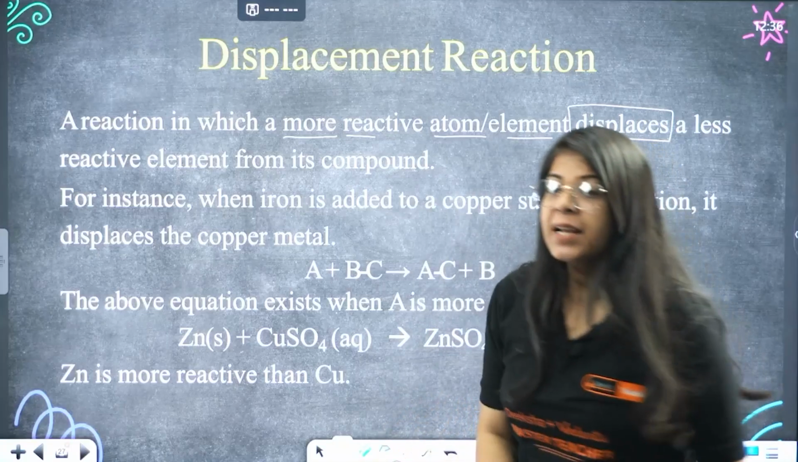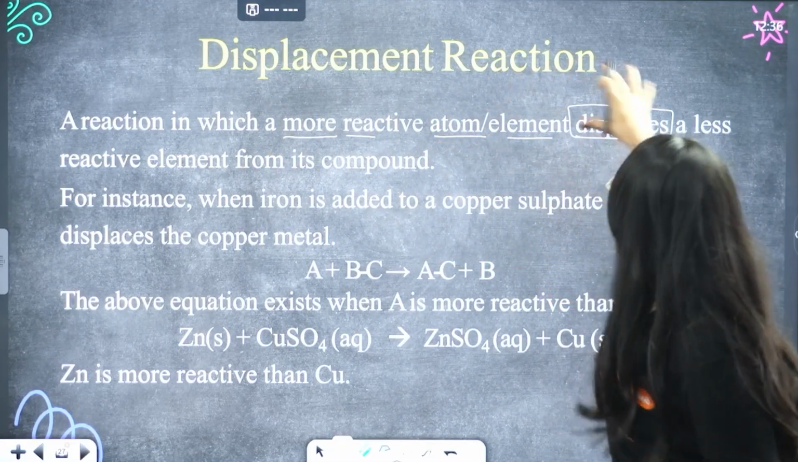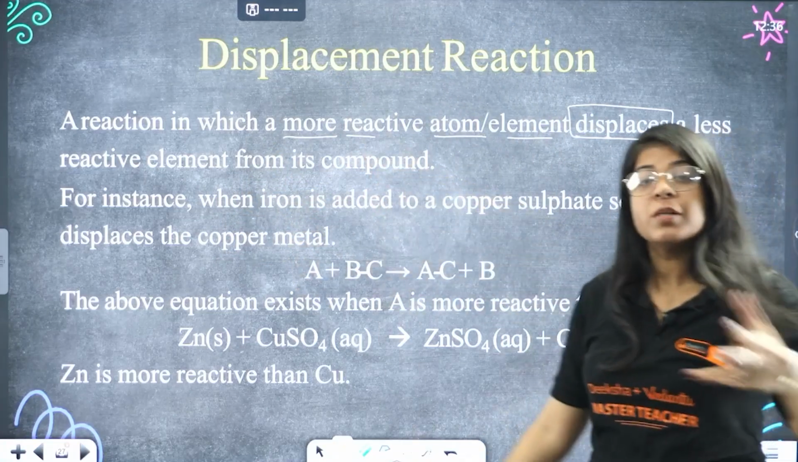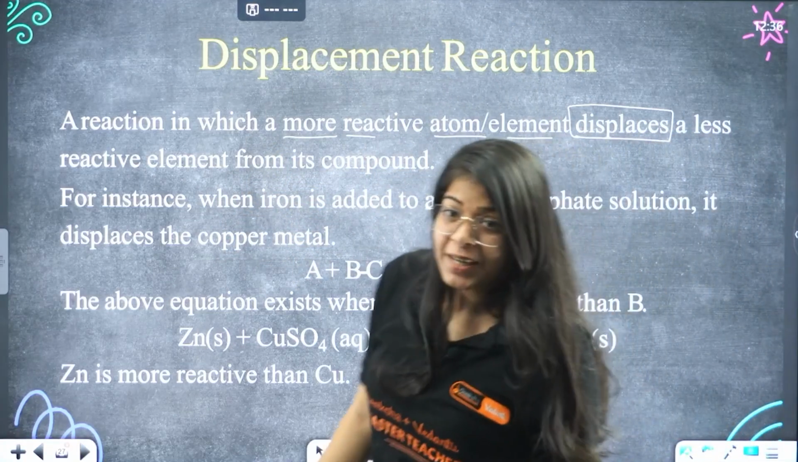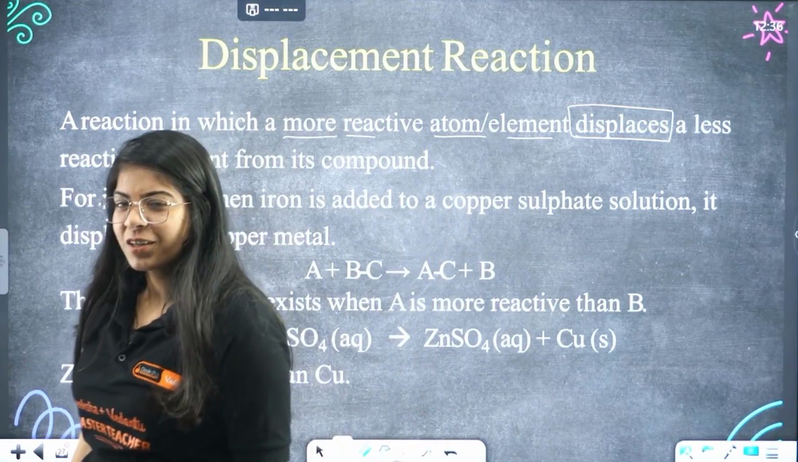So when a more reactive atom or person displaces a less reactive element or person from its compound, it is called a displacement reaction. Understood? That's a very good example. I think it must have happened with a lot of us.